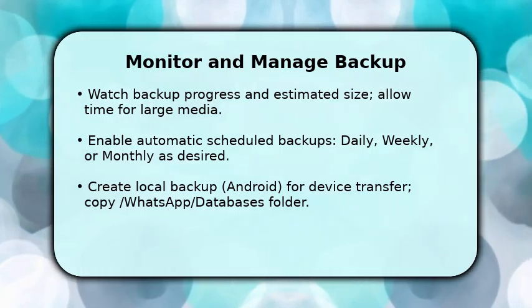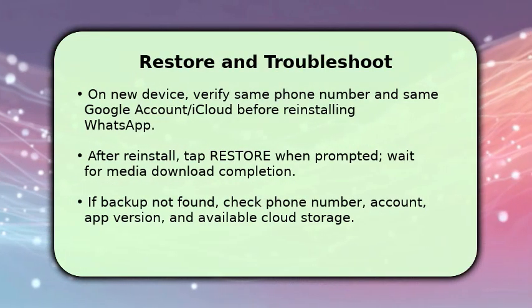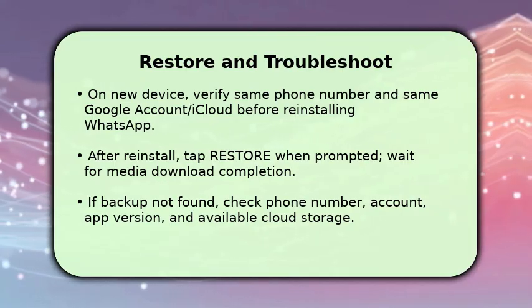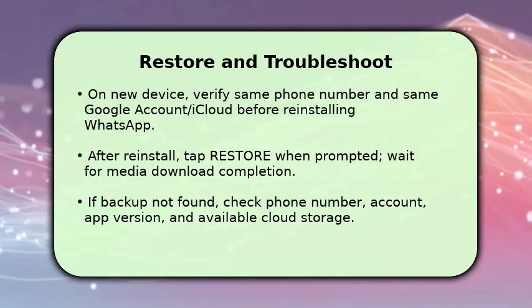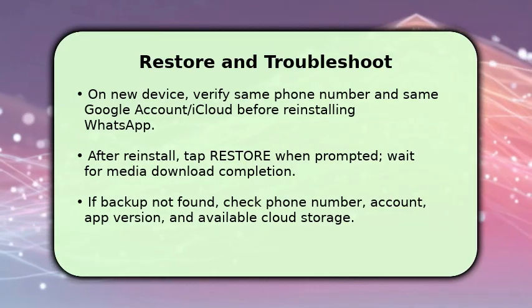To complete restoration, install WhatsApp on the new phone and verify the same phone number and the same Google account or Apple ID you used for backup. This must match or the cloud backup won't appear. After verification, WhatsApp detects the backup and prompts you to restore. Tap it and wait for messages, then media to download.